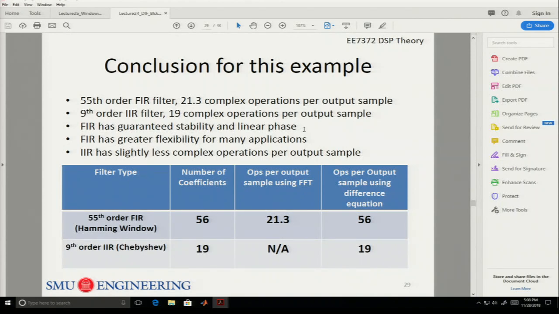The nice thing about FIR filters, we talked about earlier, is that it has guaranteed stability and linear phase, which is usually a nice thing to have for many applications. And of course, you can change that FIR filter and, I guess, increase the order easily. You can do a lot of things with it. It's easier to design those, and so in some ways you can have a little more flexibility. The IIR has slightly fewer complex operations per sample, no question about it. You still gain a little bit.